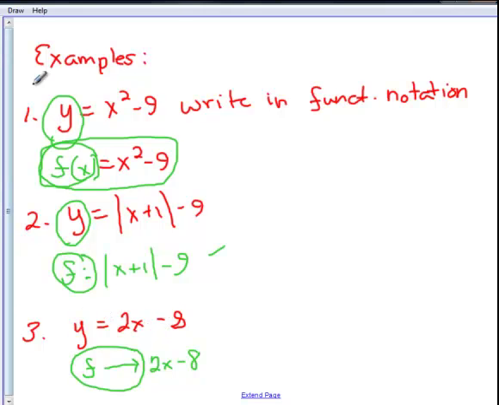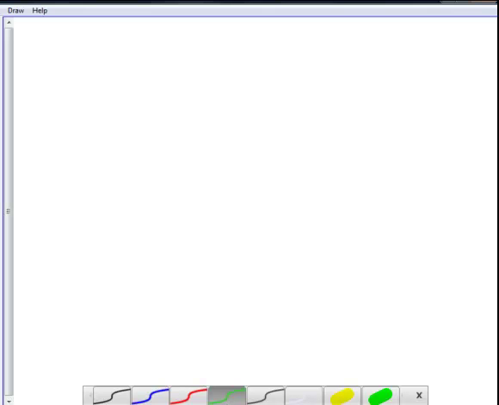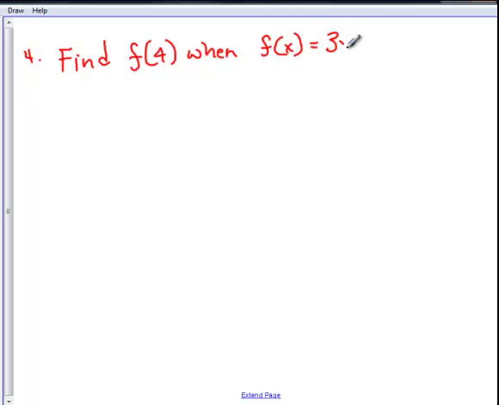All right. So, that being said, now let's get on to even easier examples. So let's say example 4 says something like find f of 4 when f of x equals 3x squared minus 2. So what this question is really stating is when they say find f of 4, they're talking about this term input and output.